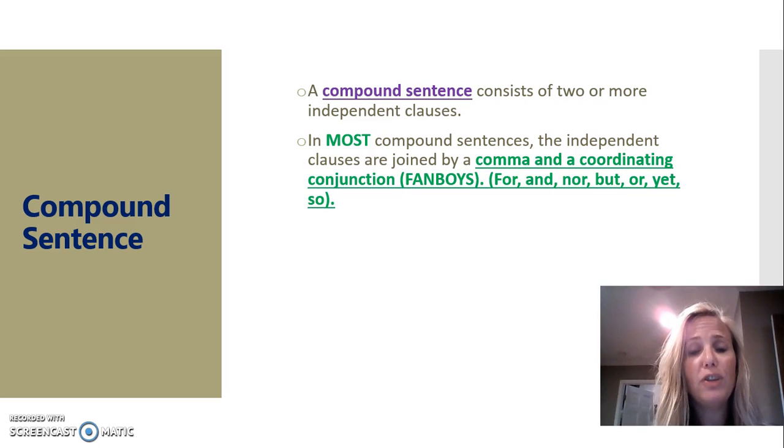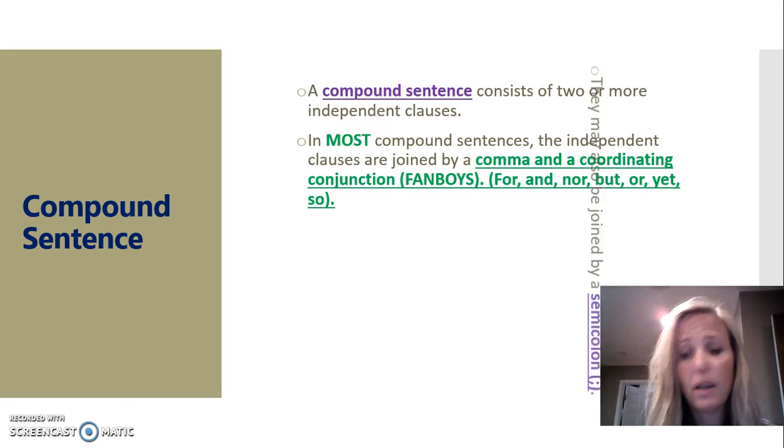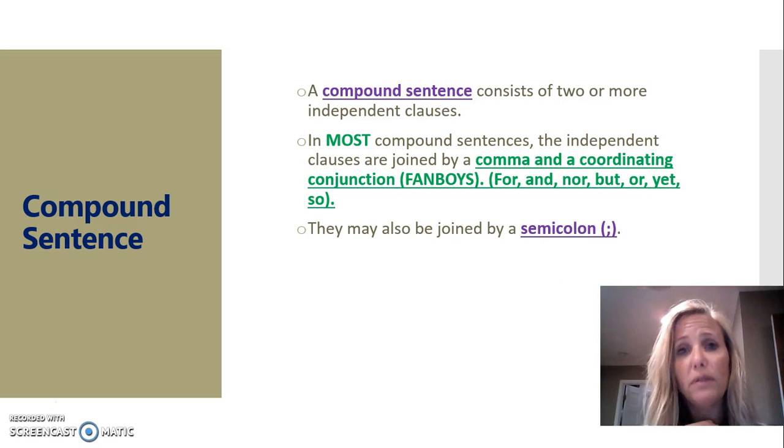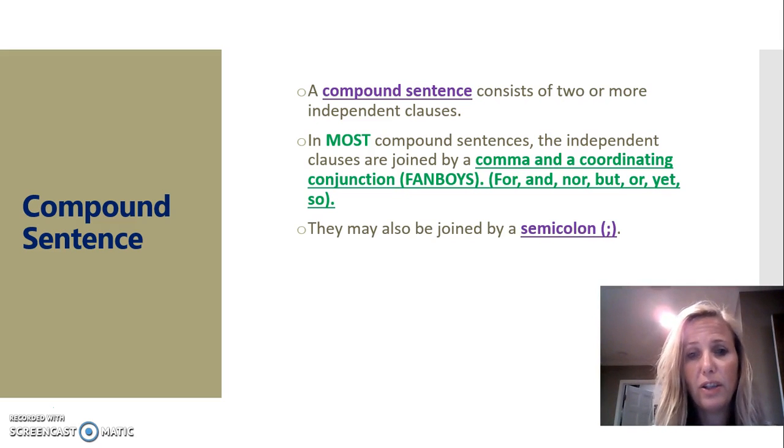Underneath that bullet point, I do want you to write the coordinating conjunctions out. FANBOYS: for, and, nor, but, or, yet, or so. All right, did you do that? Okay. There's one other way that you can join compound sentences, and that is by a semicolon. Never a comma without the coordinating conjunction, because then it's the dreaded comma splice, which we will talk about a different day. All right, so you need to have a bullet point and that they can also be joined by a semicolon. It's weird. I'm like staring at the screen light, pretending I'm talking to y'all.